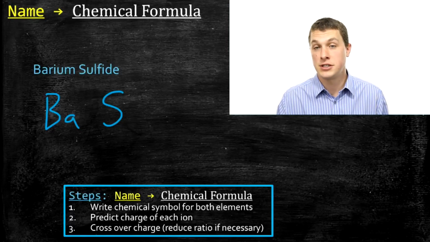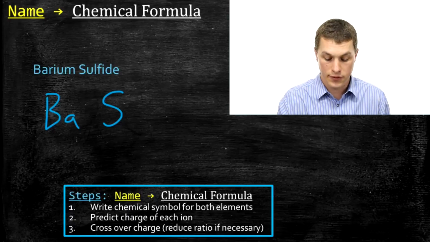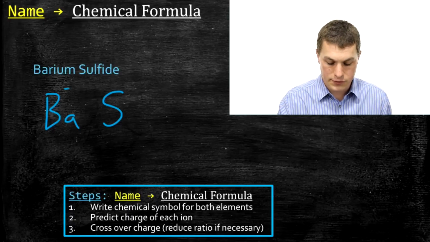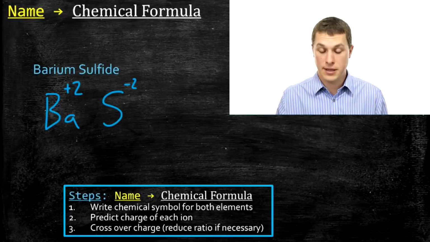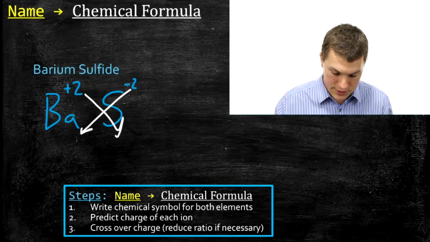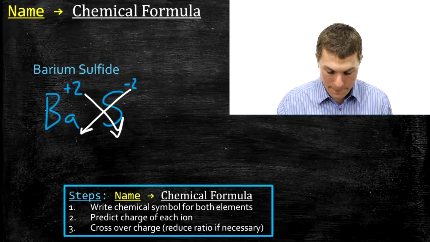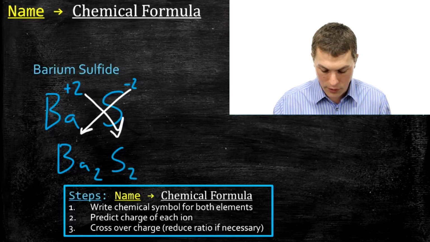That's done by their position on the periodic table, as discussed in my video on predicting the charge on ions. Barium turns out to be +2, and sulfide turns out to be -2. Now we do the last step, step 3, which is to cross over those charges. So this 2 comes down here, this 2 comes down there, and we get barium with a 2 and then sulfur with a 2.